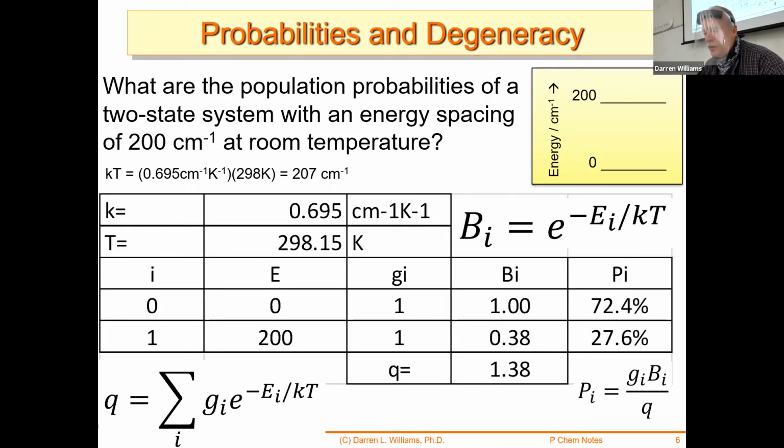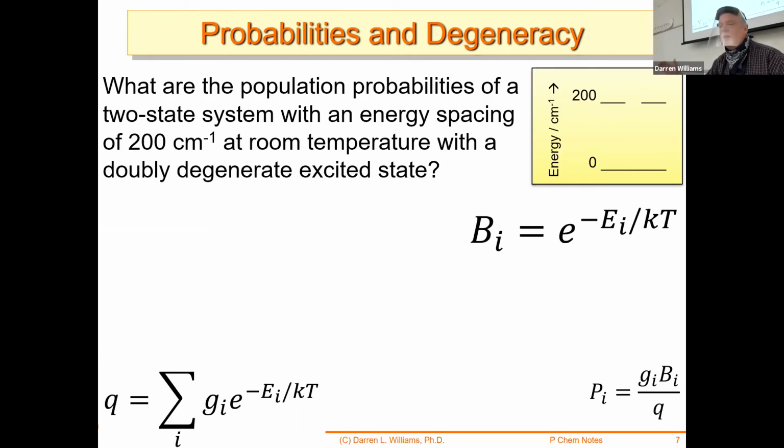Here are the numbers that we just calculated, so that's good to check your work. Let's split that upper level. What are the population probabilities of a 2-state system with an energy spacing of 200 wave numbers at room temperature with a doubly degenerate excited state? Let's quickly do our table here. We have our indices, 0 and 1. Epsilon was 0 and 200. The degeneracies were 1 and 2 for the excited state. That's the only change in the table, that 2.